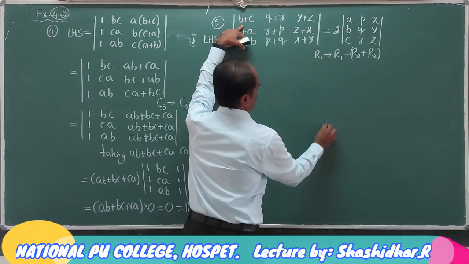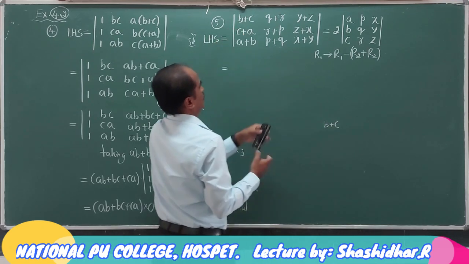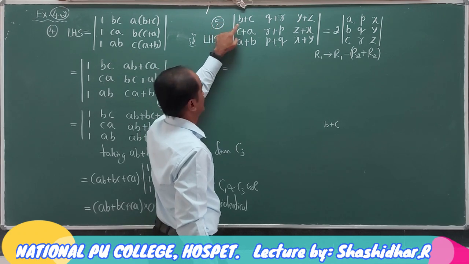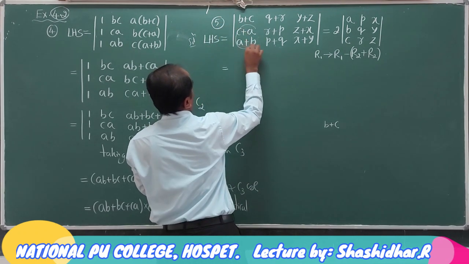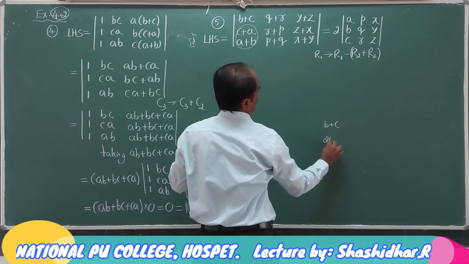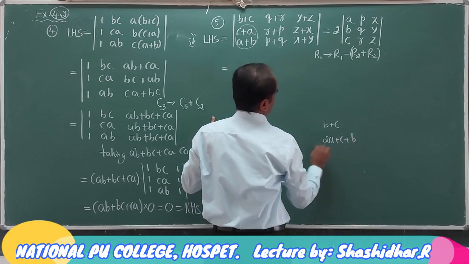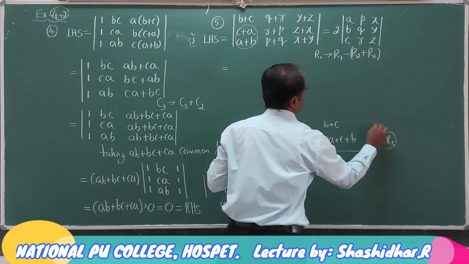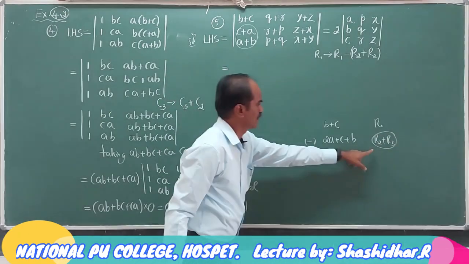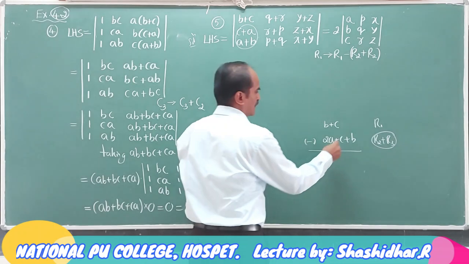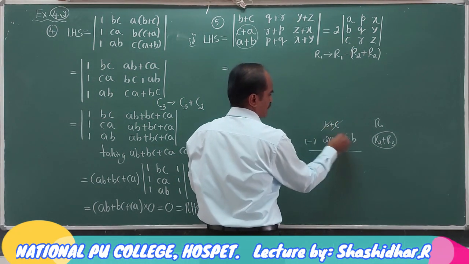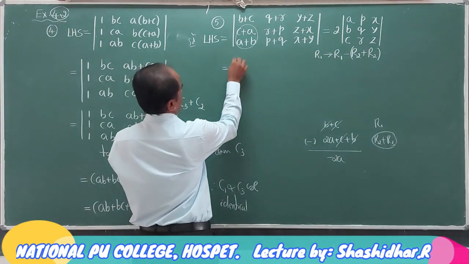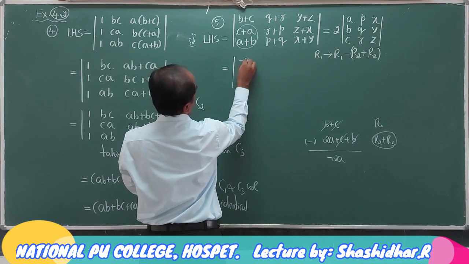So first entry B plus C. In the second row, third row, the corresponding entries are C plus A, A plus B. If you add these two, what you are going to get? 2A plus C plus B. I have to subtract this. This is R2 plus R3. This is R1. I have to subtract R2 plus R3 from R1. If you do that, plus C minus C cancels, B minus B cancels. What I left here? Minus 2A. So therefore here, the first entry becomes minus 2A.